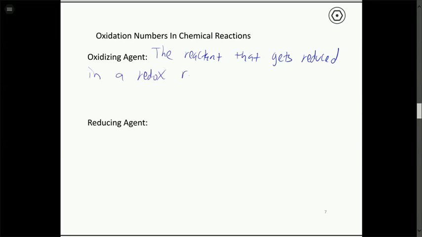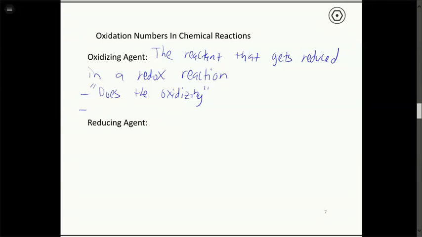So whichever species gets reduced in the redox reaction is what we call the oxidizing agent. It's going to be one of the reactants. We're only looking at the reactant side when we're classifying oxidizing and reducing agents. Now, the reason we call it the oxidizing agent, even though it's getting reduced, is because an agent is someone or something that does something. So the oxidizing agent is the thing that does the oxidizing. So that's why we call it the oxidizing agent, even though it's getting reduced.